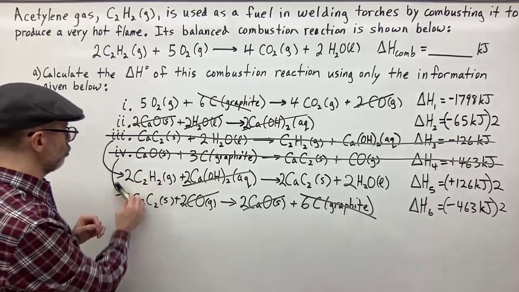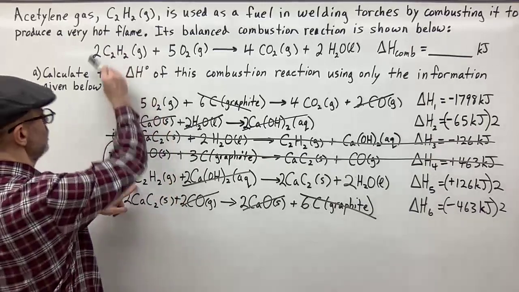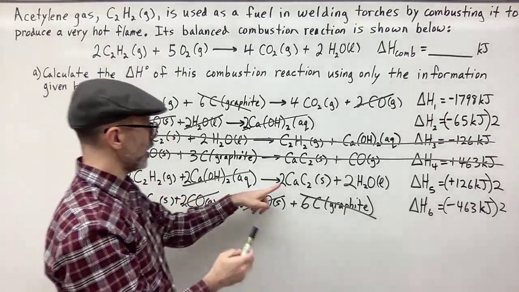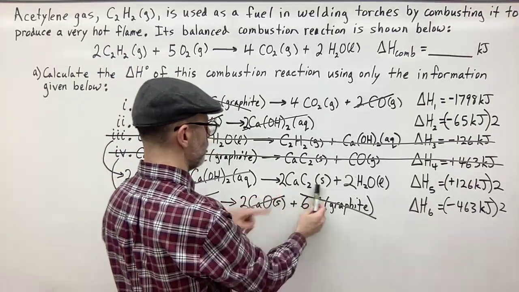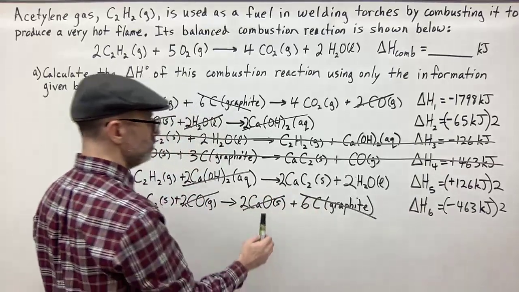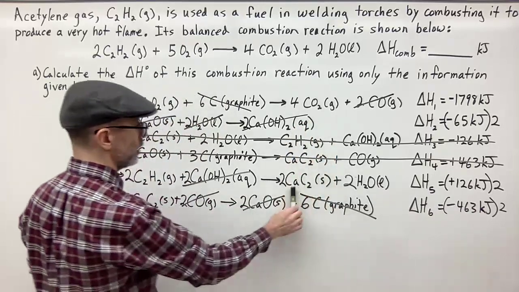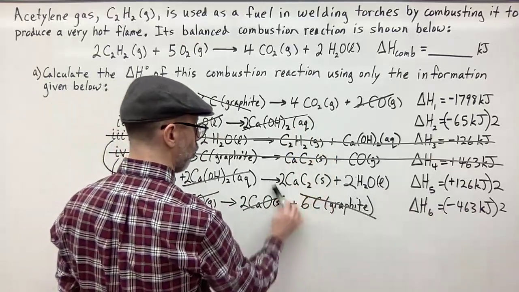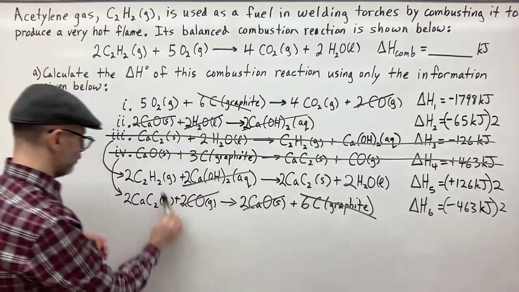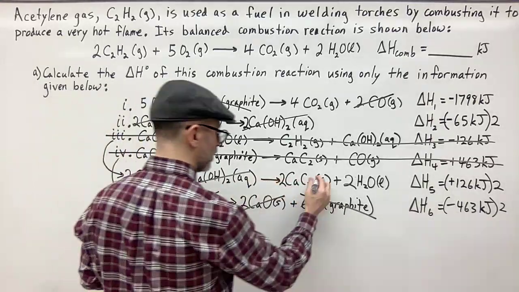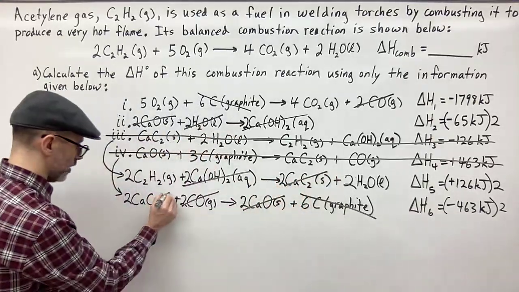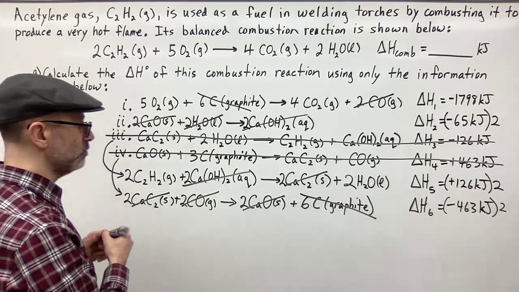I have my 2 acetylene gas. 2 acetylene gas, that's good. Here I have 2 calcium carbide. Okay, so here, that's not in my equation, so that's got to cancel out. So I have 2 over here as a product. I have 2 over here as a reactant, so that's going to cancel out. So this and this will cancel out.